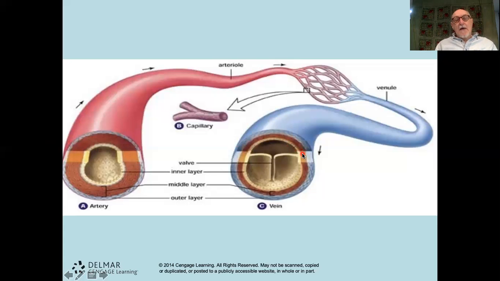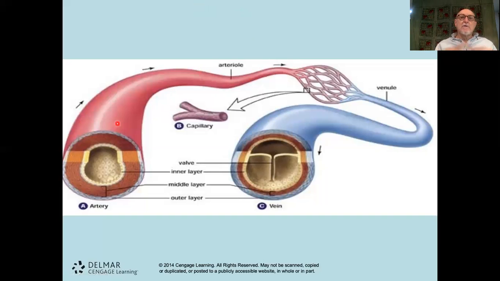The veins, on the other hand, their blood is under much lower pressure. And in fact, the blood pressure inside the veins does not respond to the heartbeat. You can't feel the heartbeat in the veins the way that you can in the arteries. And the reason for that is that the arteries and the veins communicate with one another through these elaborate, very, very fine capillary beds.